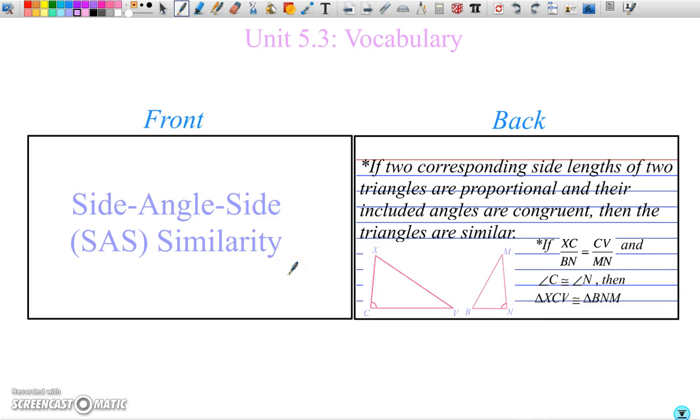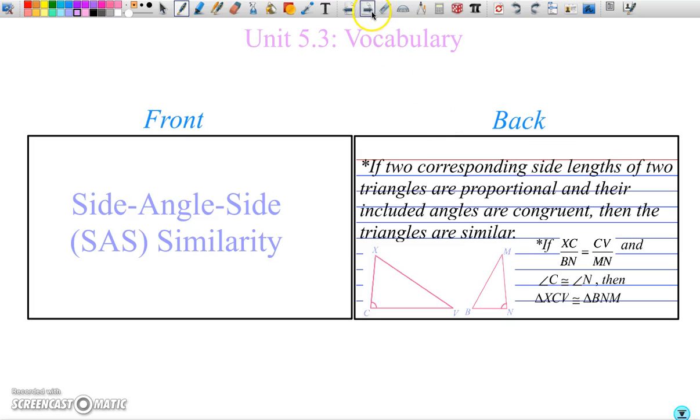Then we have side-angle-side. So two side lengths that correspond need to be proportional, so they need to have the same fraction or same decimal, and then their included angle needs to be congruent as well. And remember, the included angle is the angle in between the two sides we're talking about. So in this case, we're talking about XC with BN down here, and then CV with MN over here.